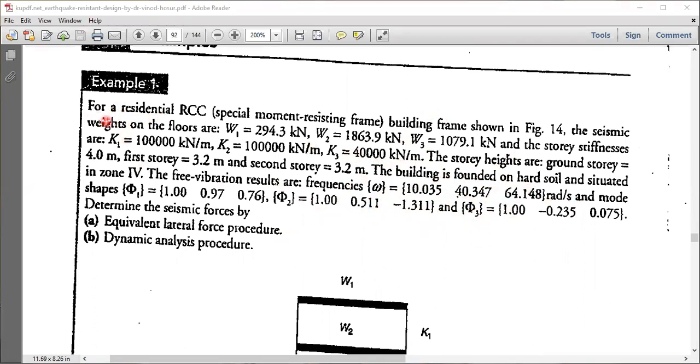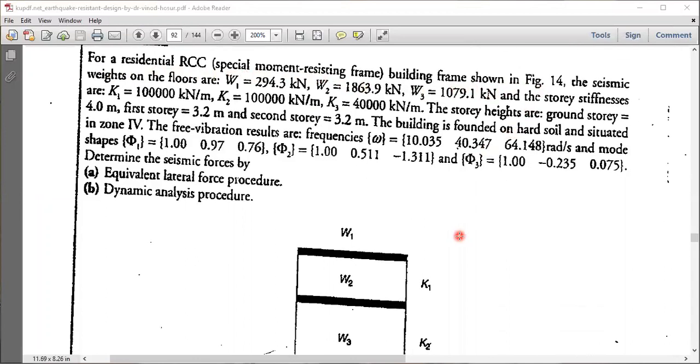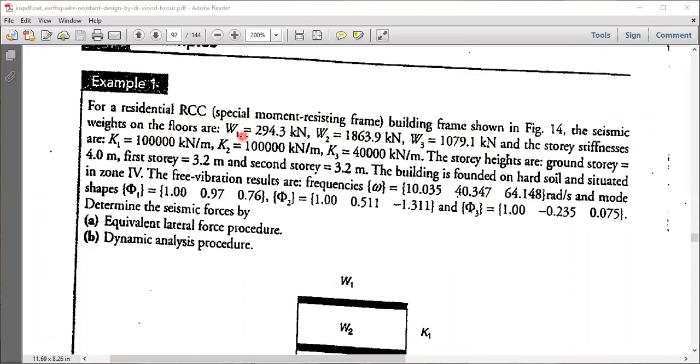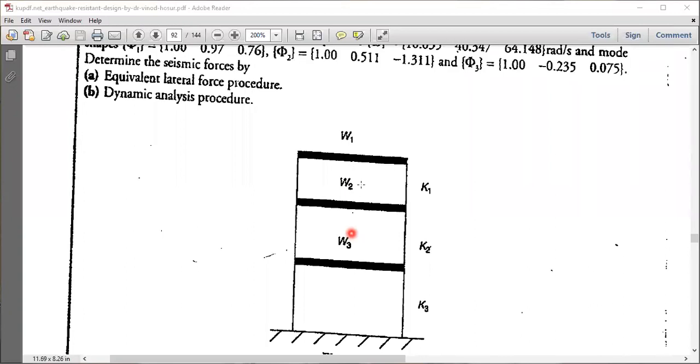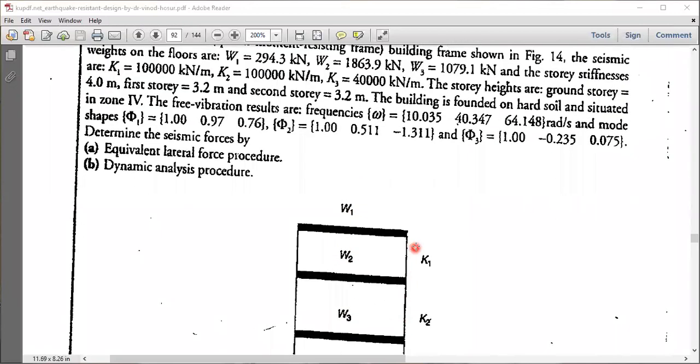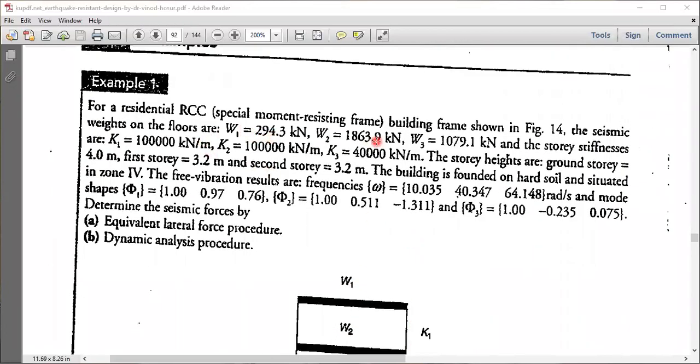Reading the example: for a residential RCC special moment resisting frame building shown in the figure below, the seismic weights on the floors are W1 is 294.3 kilonewton, W2 is 1863.9 and W3 is 1079. W1 being the roof, W2 and W3 are floors. The roof weight is less than the floors. And the story stiffness values are given to us. I'll get back to the story stiffness later.